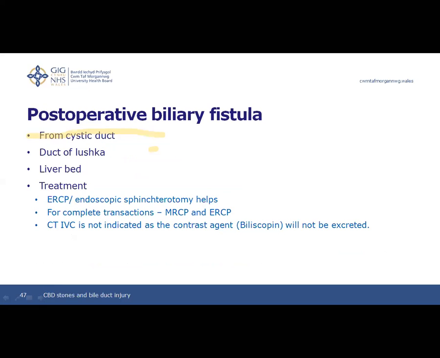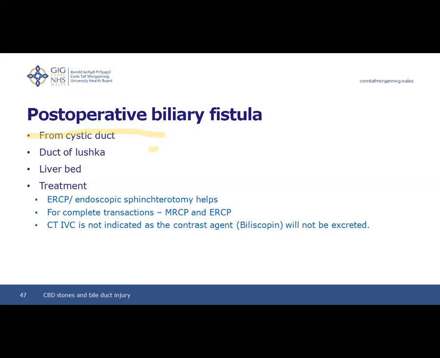Post-operative biliary fistula. This is again the most important thing which I want to stress here. Any patient who has a bile leak is considered as biliary fistula, and the most common cause of bile leak after any laparoscopic cholecystectomy is from the cystic duct because of the slippage of the clip. And the second common cause is the duct of Luschka, which is injured during the surgery, and there can be a bile leak from the liver bed, which settles usually with the drain, and there is no need to worry about it.